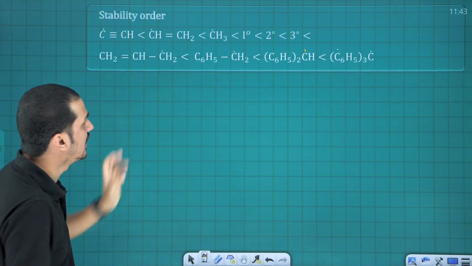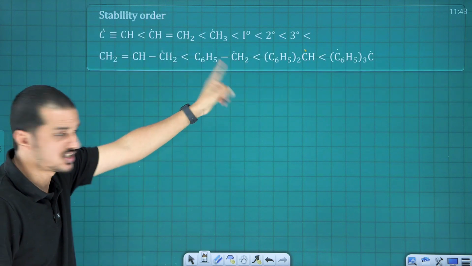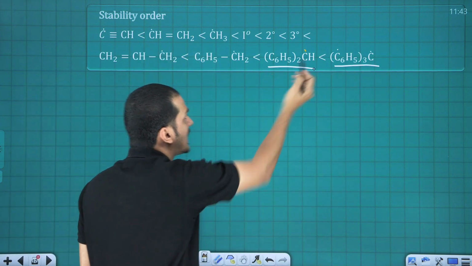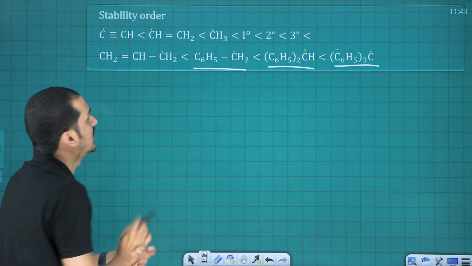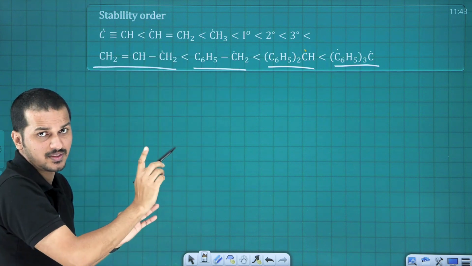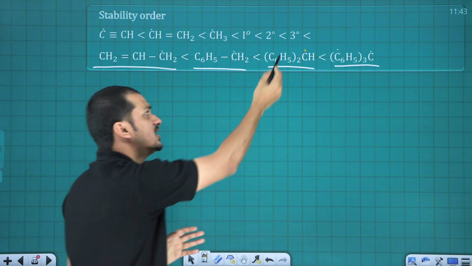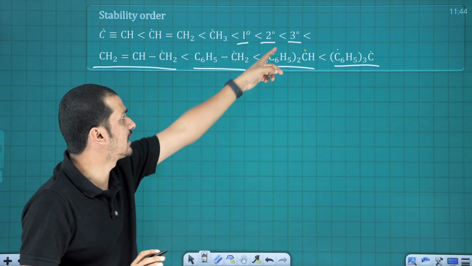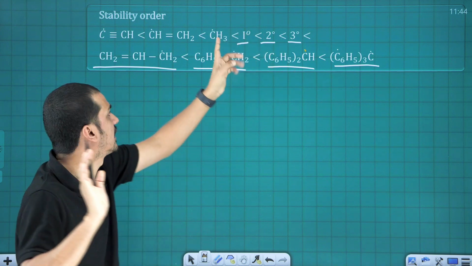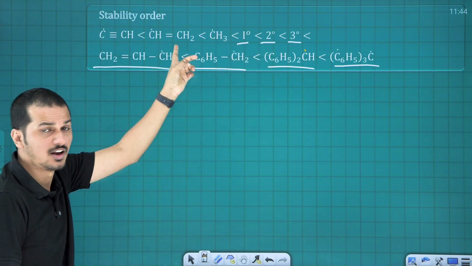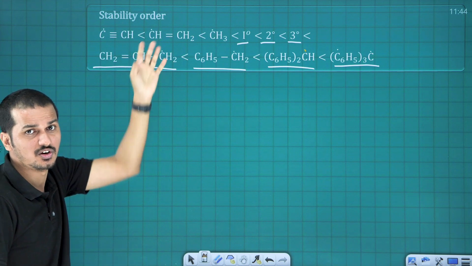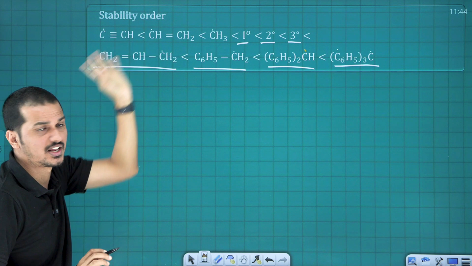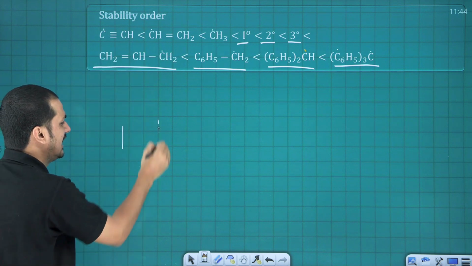In the case of free radicals, their stability order is this one. The stability order is very important. Tertiary benzylic is more stable than secondary benzylic, than primary benzylic, than allylic. Then tertiary, secondary, primary normal alkyl, then methyl, then ethynyl, also called vinyl. This is the ethynyl free radical. And the phenyl free radical is highly unstable.